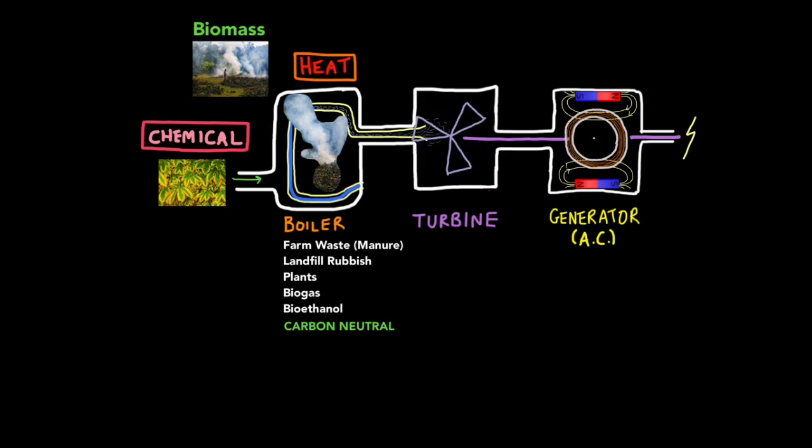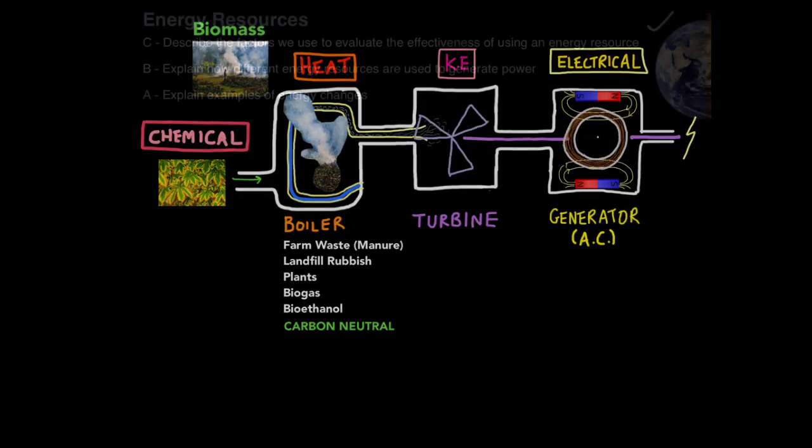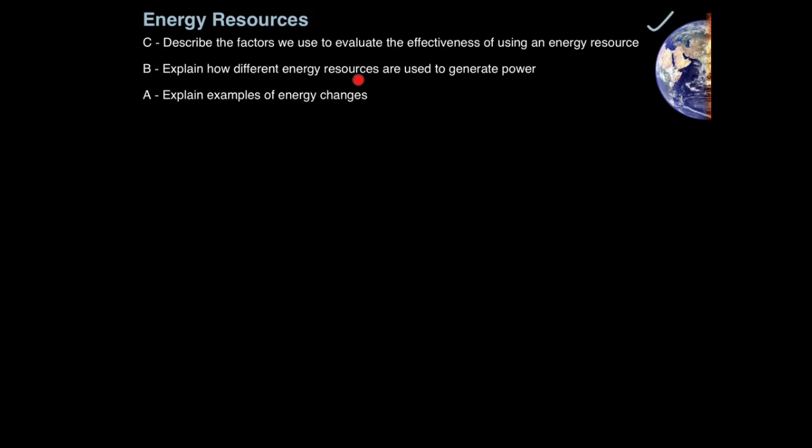As we burn it, the chemical energy in the plants is transferred to heat energy. This is transferred to heat in the water, which turns to steam. The kinetic energy in the steam is transferred to kinetic energy in the turbine, which drives the generator to produce electrical energy. So that's how we explain how different energy resources are used to generate power, and we've also explained examples of energy changes.